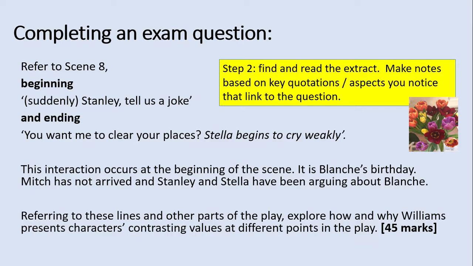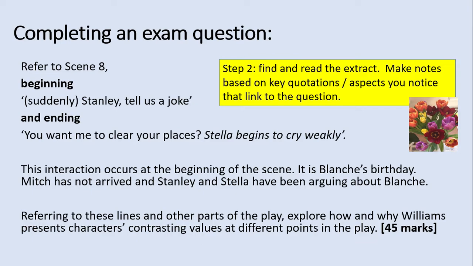Okay, welcome back. We now move straight on to step two. You're given an extract in the exam. You should be able to work with it quite easily because when we look at the exam question, it does give you an indication of where in the scene this occurs. This actually just occurs a few lines down from the beginning of the scene. And the question also gives you some of the background. So we know it's Blanche's birthday, we know Mitch has not arrived, and we know that Stella and Stanley have been arguing about Blanche. So we've already got that sense of conflict appearing within the question. It does kind of highlight that for us. Again, remembering that the whole exam paper is called Exploring Conflict.